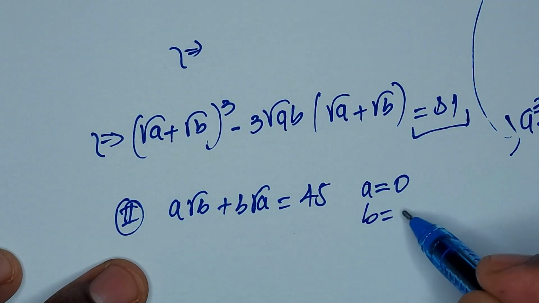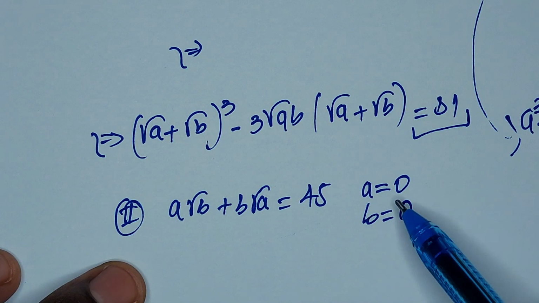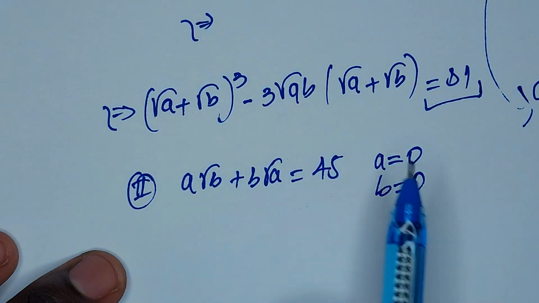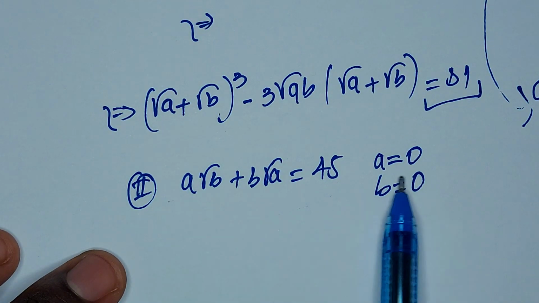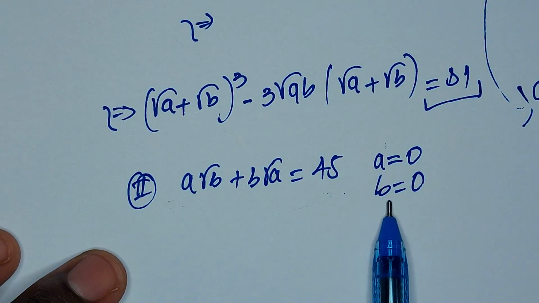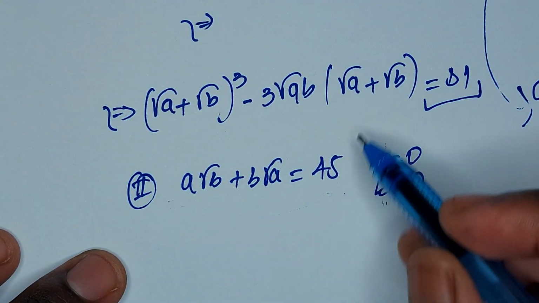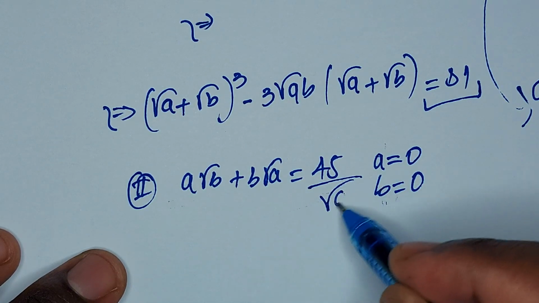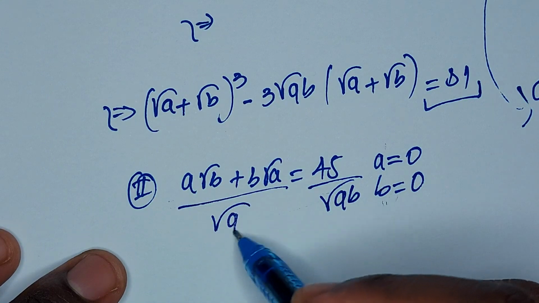And if I say b is equal to 0, it goes the same way. So it means that a and b are different from 0, and they are not the solution for this equation. So I can divide both sides of this equation by the product of these terms a and b. I'm going to divide both sides of the equation by square root of AB.